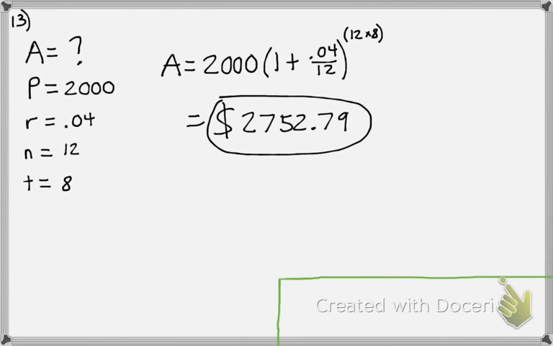So this will be the value in the account after 8 years. So you're starting out with $2,000 and you're going to be ending up with $2,752.